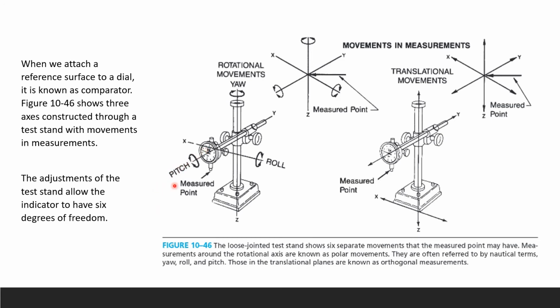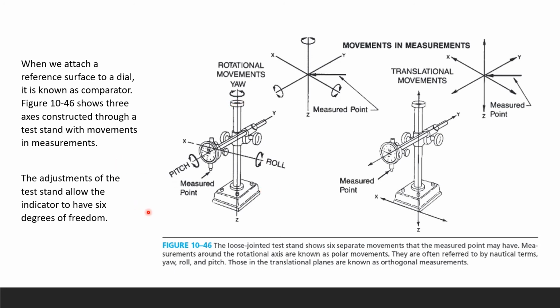So we have three axes, constructed through a test stand with movements and measurements. Movements: your x-axis, your y-axis, and then your z-axis. These are all your movements and measurements that you can go through. Here are your rotational movements, and this is translational movement. Your physics again: translation going that way, rotation, rotating. Translation, okay. This is rotation.